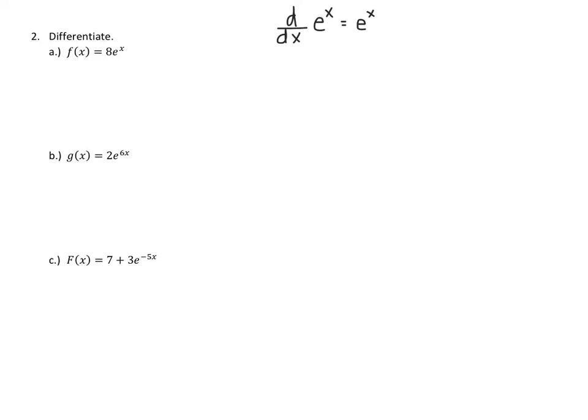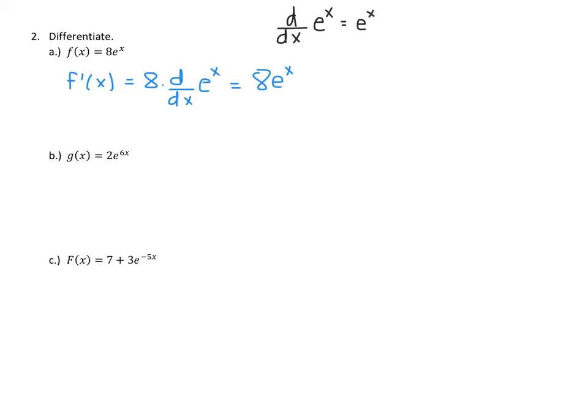So here when we take the derivative f prime of x, we can carry that constant along with us, the constant of 8. So we have 8 times, and then we need to take the derivative of e to the x. So we get an answer of 8e to the x, since the derivative of e to the x is e to the x.